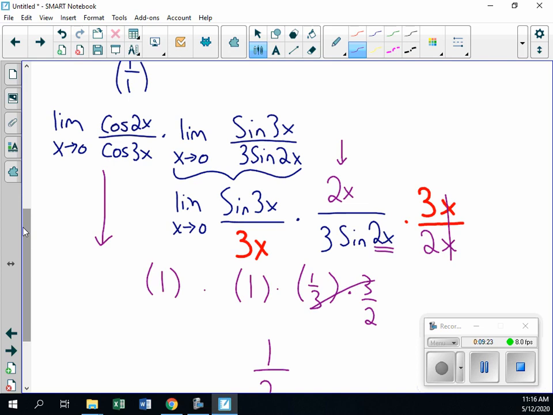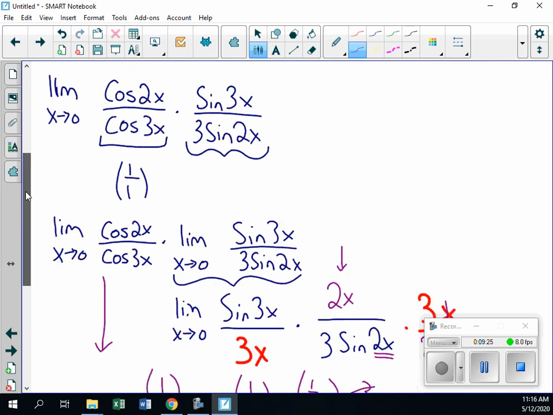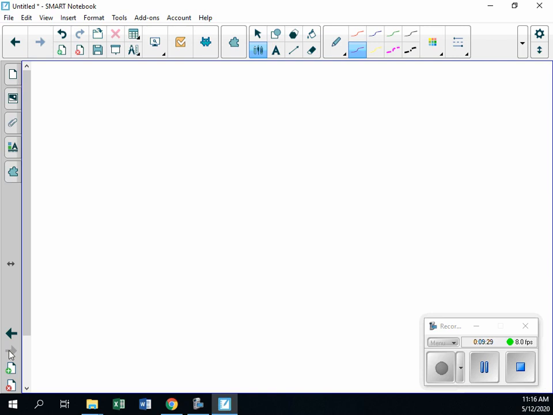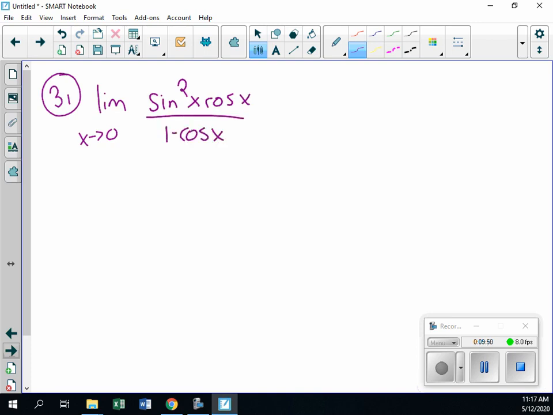Couple more. So that was number 17. Let me show you some of the harder ones, like 31. So you have the limit as x approaches 0 of sine squared x cos x over 1 minus cos x, which is 0 over 0.